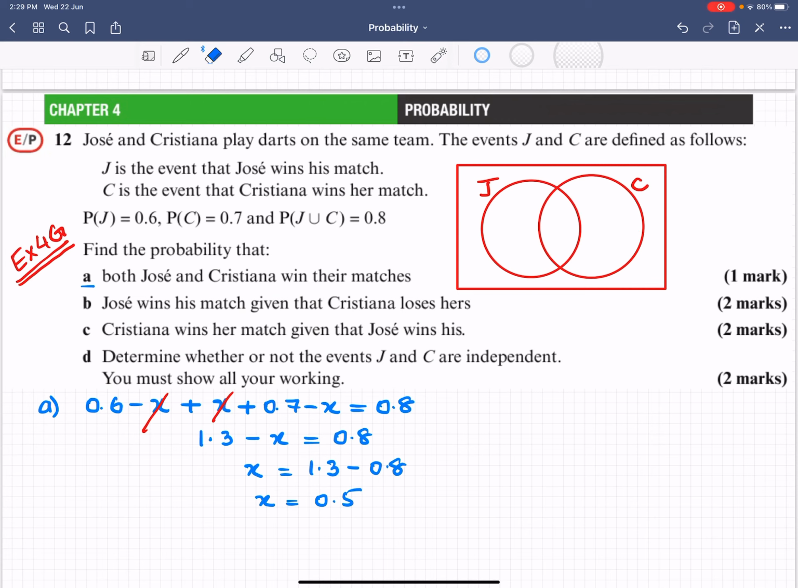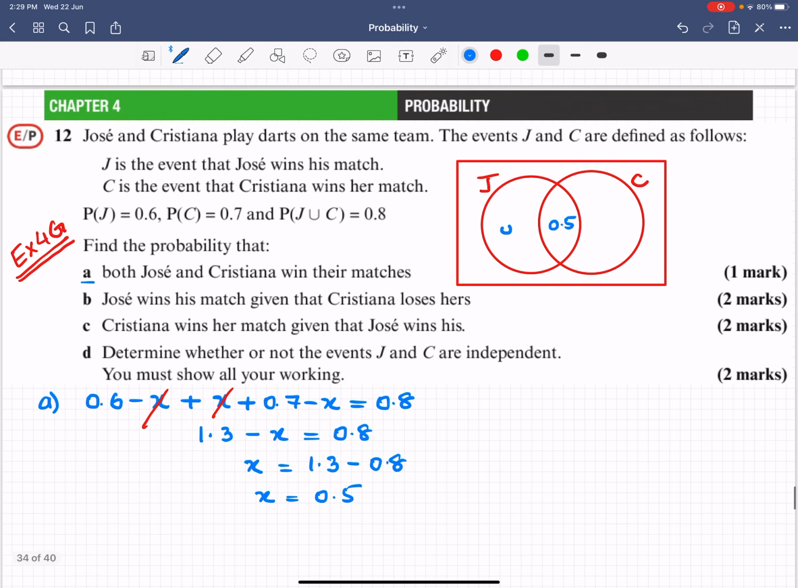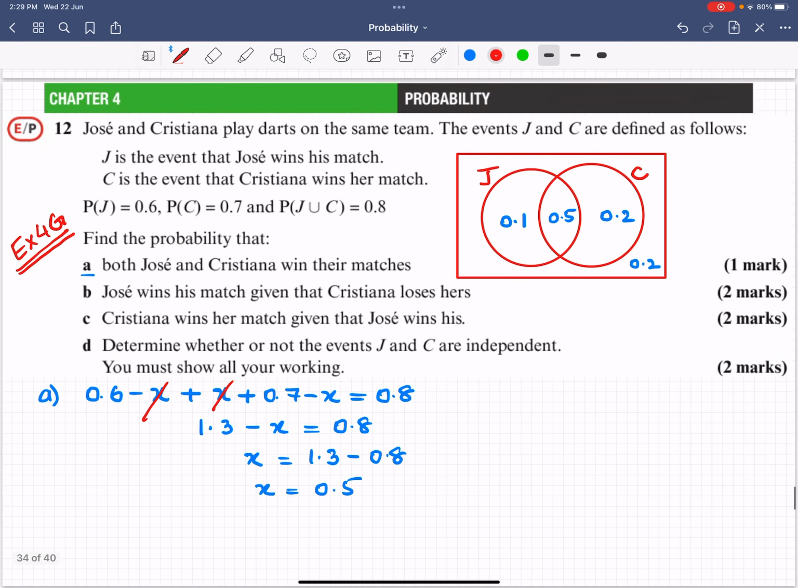So we can fill up the rest of the probabilities. This is 0.5. Therefore, this is 0.1 and this is 0.2. And we already have outside as 0.2. Now, let's answer part B.